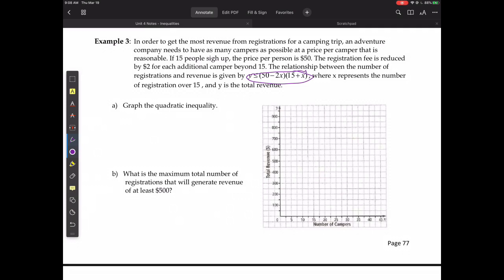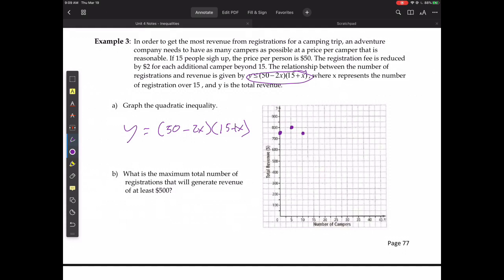It already has this value set for us here, so when I'm graphing it out, I'm just going to put this into my calculator as y equals (50 minus 2x) times (15 plus x), and I'm going to graph this out. I can go to my table of values to find some exact points. The y-intercept is going to be at 750, then it's going to come up to the vertex at 5 and 800, then it goes to 10 and 750 again.